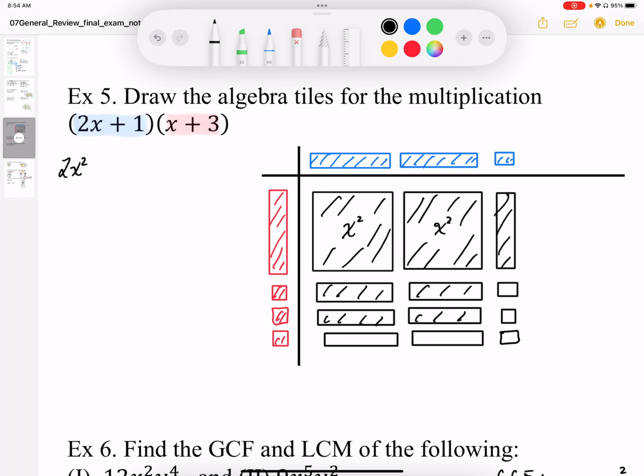They're all positive, since it's positive times positive. So it becomes plus 7x. And then we have the 3 ones tiles, so it becomes plus 3. Okay, so that represents the answer to our multiplication, and we need to be able to express this with the algebra tile pieces.